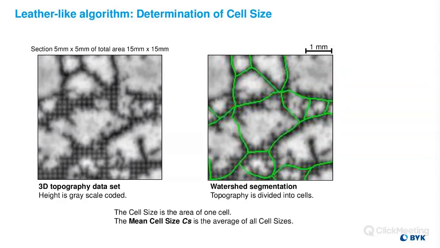So here we have another topography image, with the raw image on the left and the image with the watershed segmentation done on the right. And now once these cells have been segmented in this way, the instrument can then calculate the size of the individual cells, as well as the mean cell size by averaging the size of each of those cells.